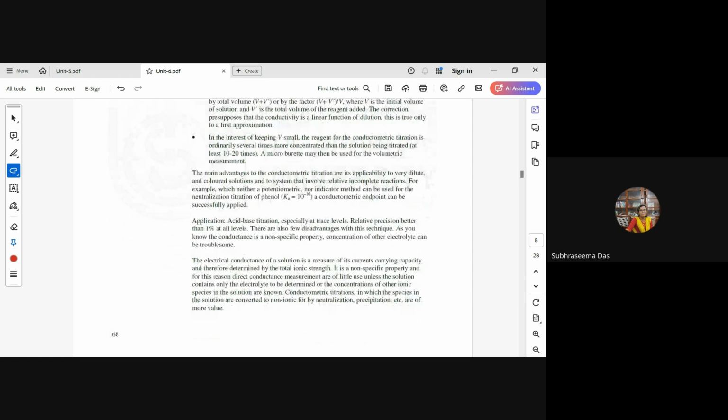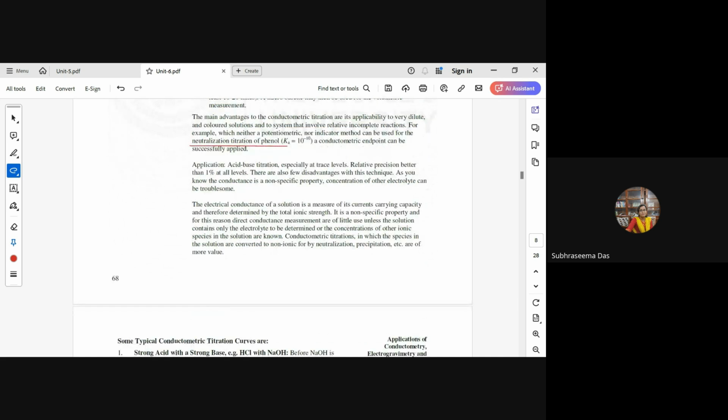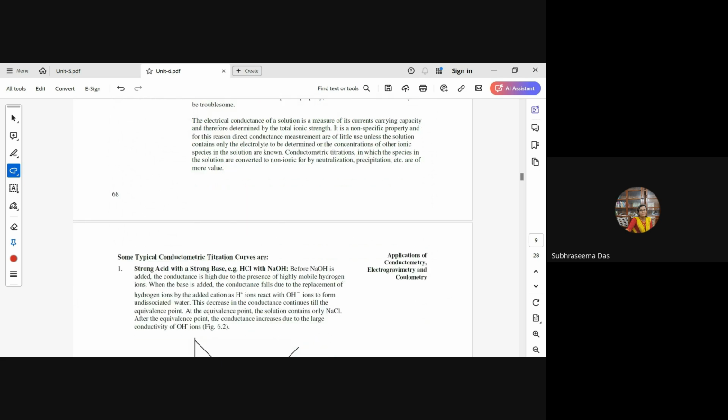The main advantage of conductometric titrations is that they are applicable to very dilute and colored solutions, and to relatively incomplete reactions. For example, neither a potentiometric nor an indicator method can serve for the neutralization titration of phenol, but conductometric neutralization titration of phenol has been successfully applied. Acid-base titrations, especially at trace levels, have also been successfully achieved by conductometric titrations.